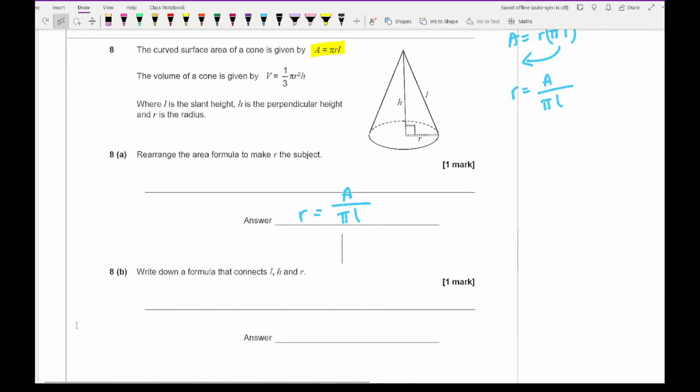Then it says question b, write down the formula that connects L, h and r. In terms of what that looks like, that's basically this little right angle triangle. So we need to find a formula that connects the sides of a right angle triangle. So hopefully you're thinking Pythagoras. So what we've got is L squared equals h squared plus r squared.